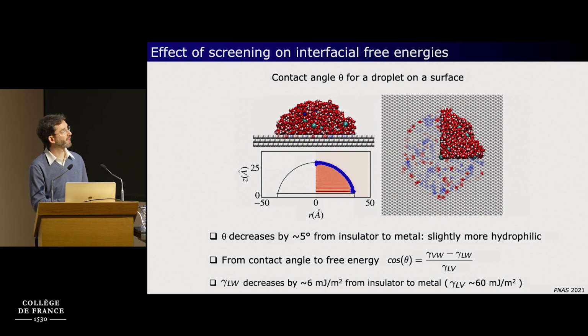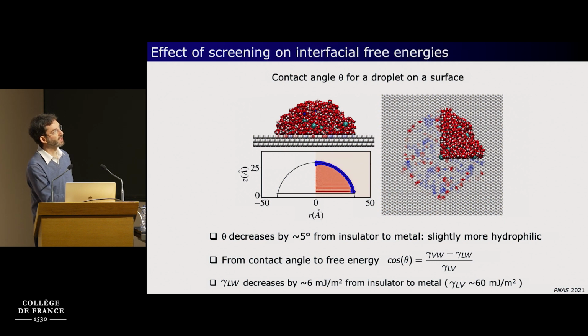To start, I would like to consider contact angle measurements, or at least measurements in our simulations, of how the contact angle of a drop of electrolyte changes when you change the metallic character of your solid. And so here we have a drop of a liquid. We let it evolve for some time. We can measure the average shape.